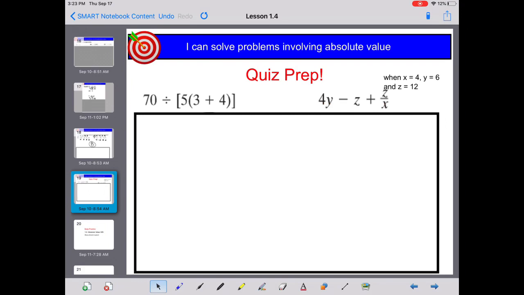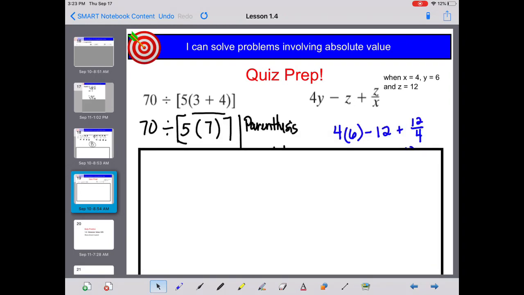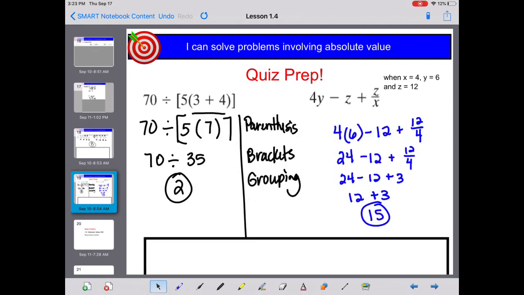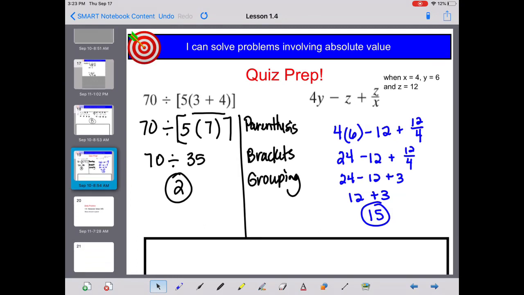All right, again, give these two a try. This should be a pause the video situation. We have a quiz coming up through everything we've learned through lesson 1-4. And so these are the kind of questions you need to be ready to answer or solve independently. When you're done, come on back. All right, so when I did these two problems, I got 2 for this one and I got 15 for the other one. Feel free to pause the video, compare your work to mine, and seek out any extra help that you might need.